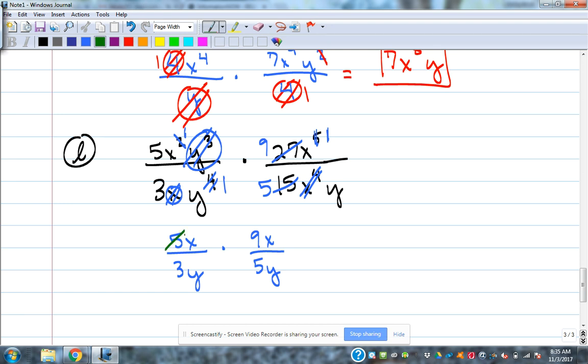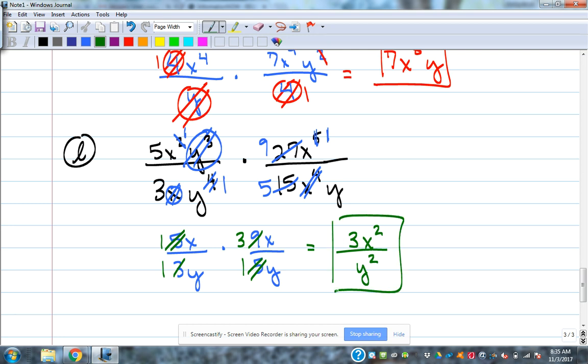The 5's go. The 9 and 3. 3 becomes a 1. 9 becomes a 3. These are both 1s. What about the x's? They go together to make, yeah, so it's 3x squared up top. What on the bottom? Y squared on the bottom. Good. Not too bad.